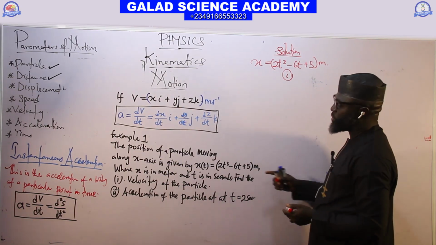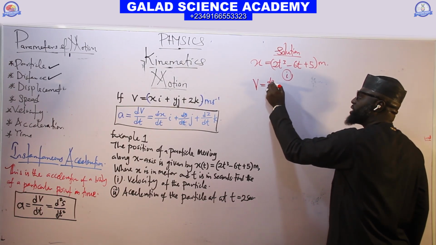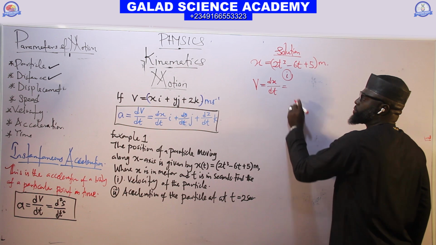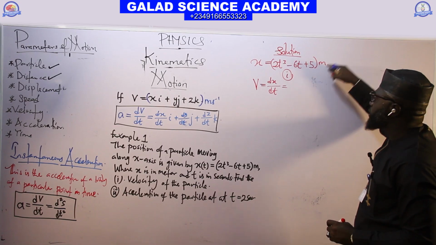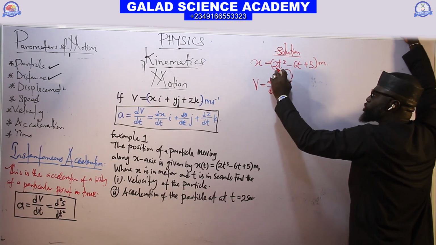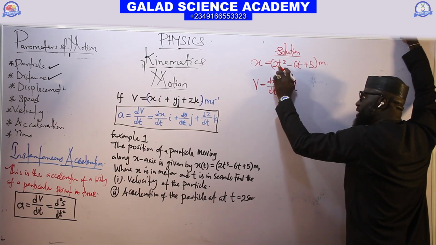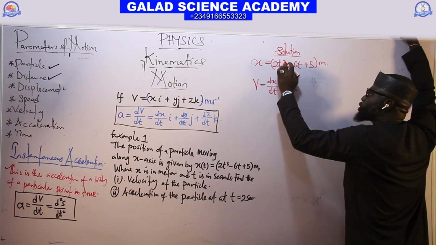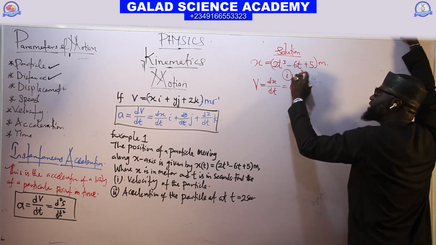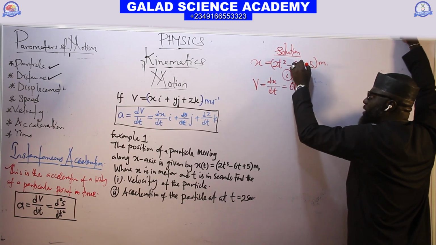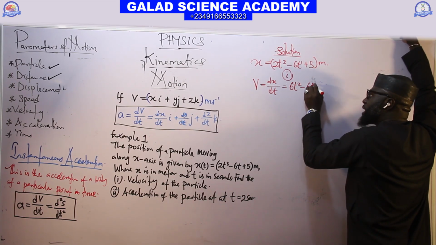To know the velocity of the particle, what do we do? Look at what our velocity is: the derivative of x with respect to t. So let us differentiate the given x. By derivation, 3 times 2 gives us 6t, and the power of t is 3 minus 1, so it remains 2. Then minus 6t: the derivative of t is 1, and 1 times 6 will give us 6.